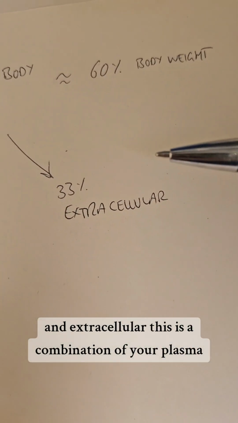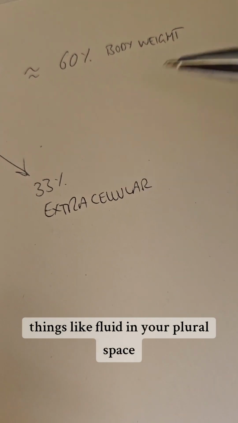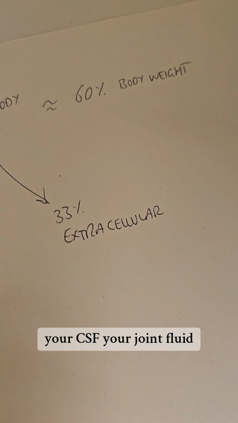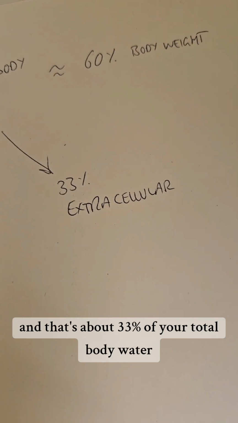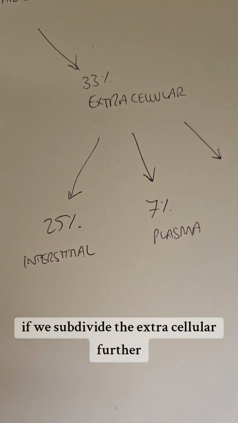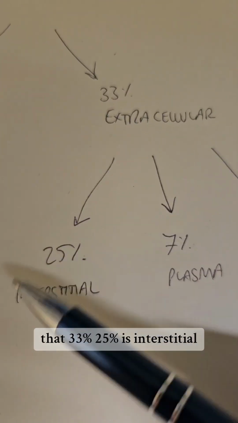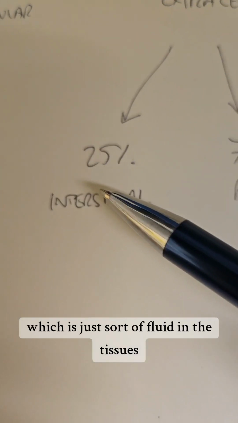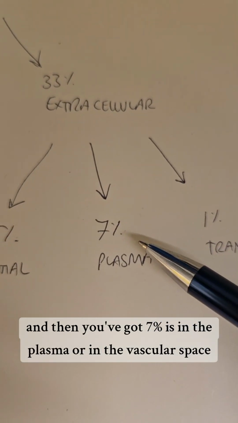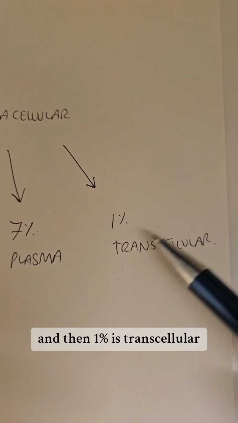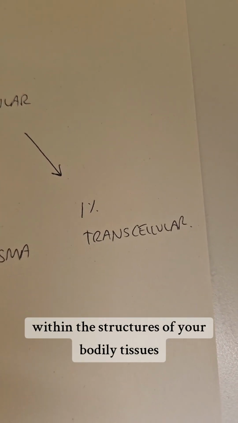Now this is a combination of your plasma, your interstitial fluid, and all the other fluids, things like fluid in your pleural space, your CSF, your joint fluid, everywhere else in the body that is not inside a cell. And that's about 33% of your total body water. If we subdivide the extracellular further, that 33%, 25% is interstitial, which is just sort of fluid in the tissues, and then you've got 7% is in the plasma or in the vascular space, and then 1% is transcellular, sort of in between the cells within the structures of your bodily tissues.